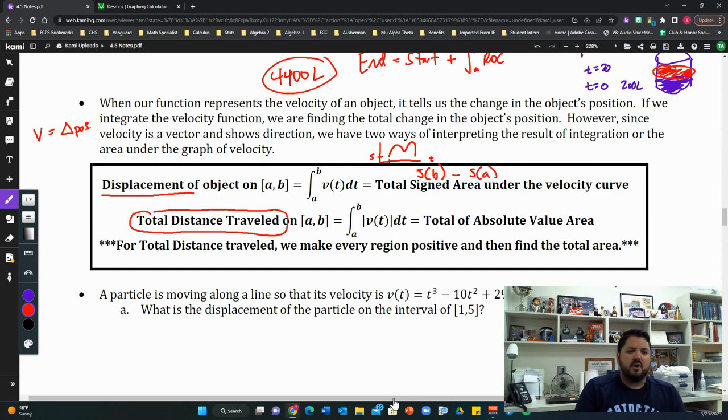So total distance traveled means I don't care what direction I was moving. I'm just tracking a speedometer or an odometer in my car the whole time. So it doesn't matter if I'm driving away from my house or towards my house. If I'm moving, I am calculating a total amount of distance that I have traveled that whole time. So in that aspect, we have to ignore the direction aspect of velocity. And to do that, we actually have to take the absolute value of the velocity function.